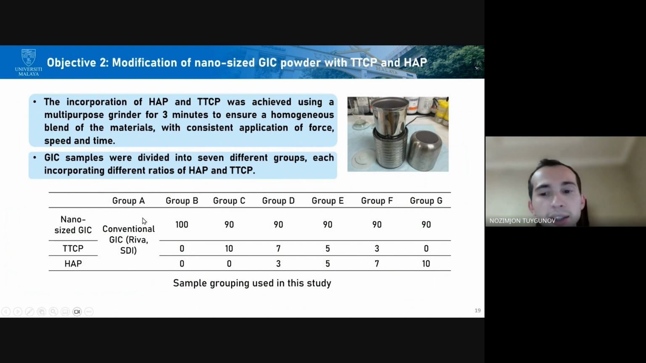As you can see here in the table, we can see the groups we had. We had in total 7 groups with different compositions of TTCP and HAP. Group A we used as a conventional glass ionomer cement, as a control.